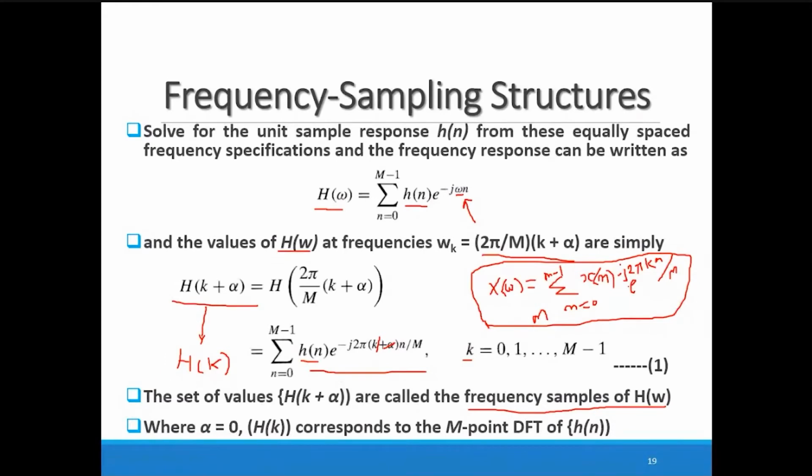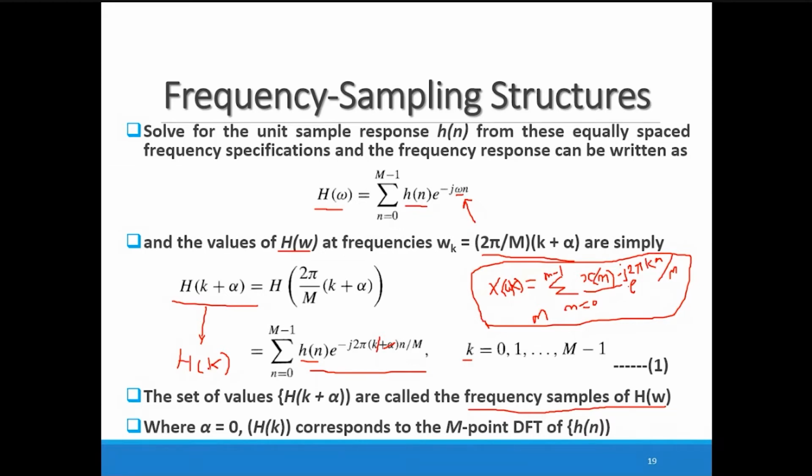So instead of X(k), now you are getting H(k), and h(n) is replacing x(n). So you get this equation. For alpha equal to 0, H(k) corresponds to the M-point DFT of h(n). So it will provide you the M-point DFT of h(n).